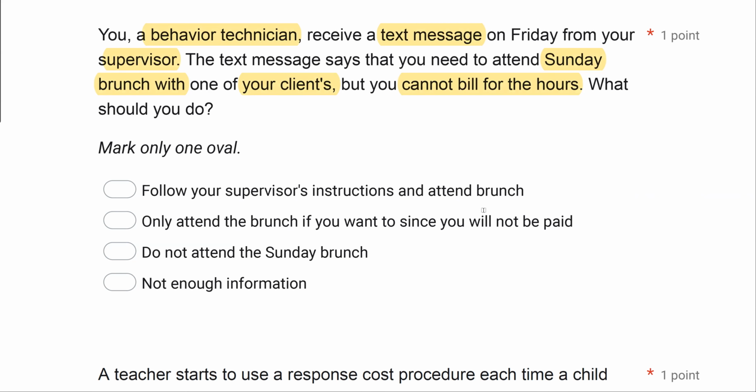B, only attend the brunch if you want to, since you will not be paid. Even if you want to go, you can't go. You can only be with this client in a professional technician capacity.